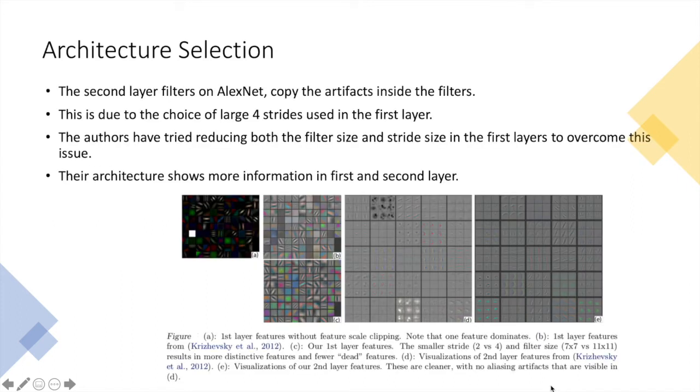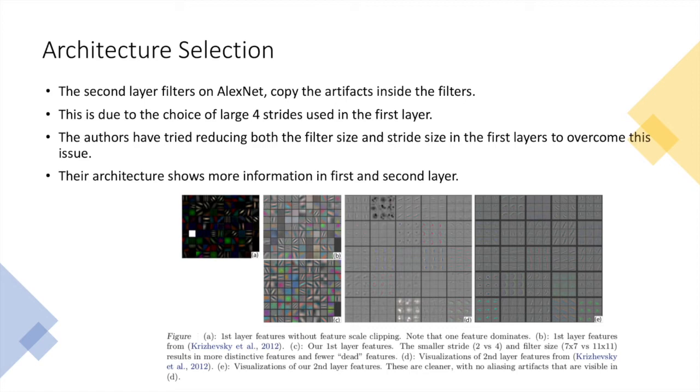Another problem is that the second layer filters copy the artifacts inside the filters. In here, you can see the artifacts that are copied inside the filters. This is because in AlexNet, they have used a stride of large size.